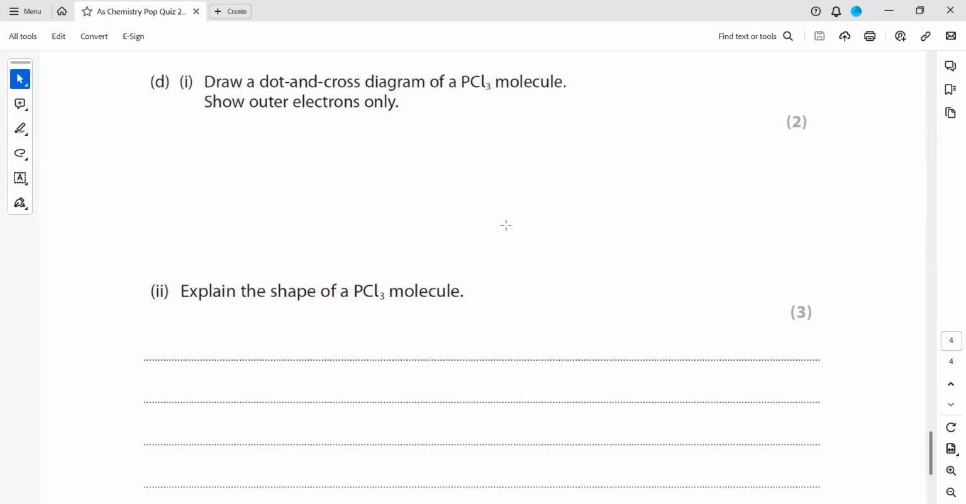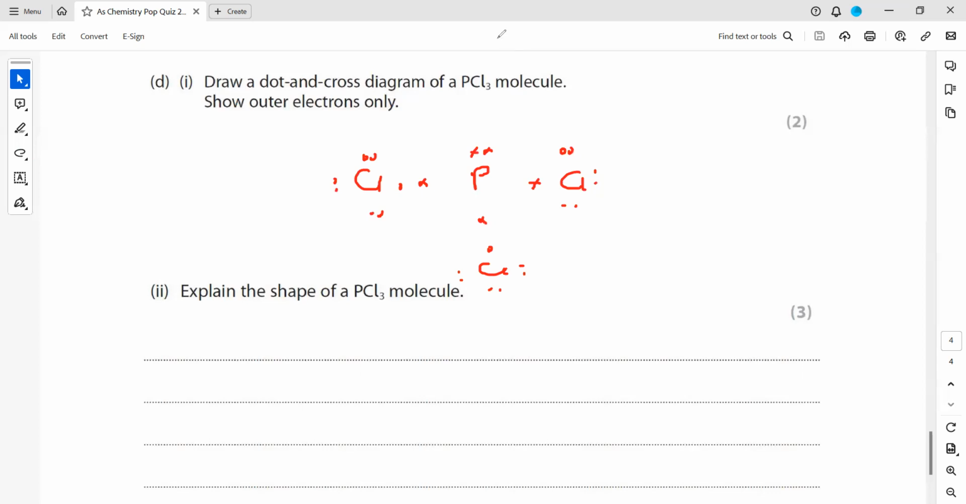Okay. Draw a dot and cross diagram for the PCl3 molecule. Phosphorus belongs to group 5 and chlorine belongs to group 7. So chlorine shares 1, and phosphorus shares 1 from that side. And chlorine shares 1, phosphorus shares 1, and 2 are unshared.